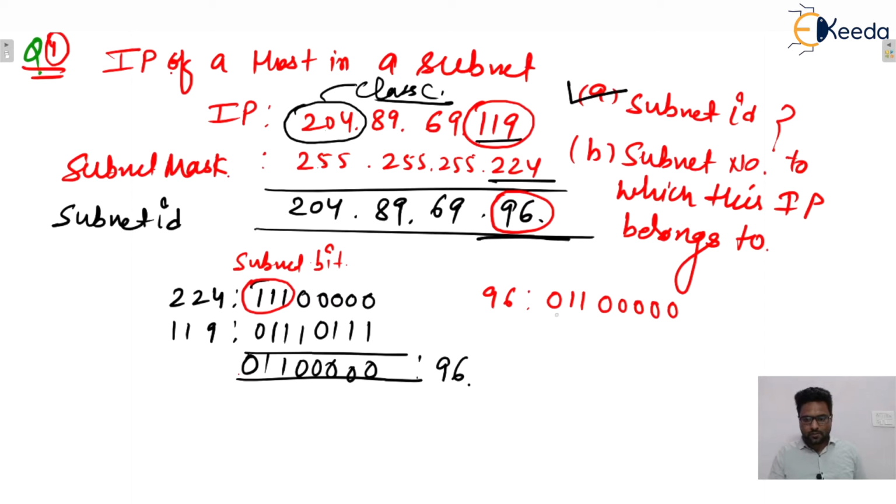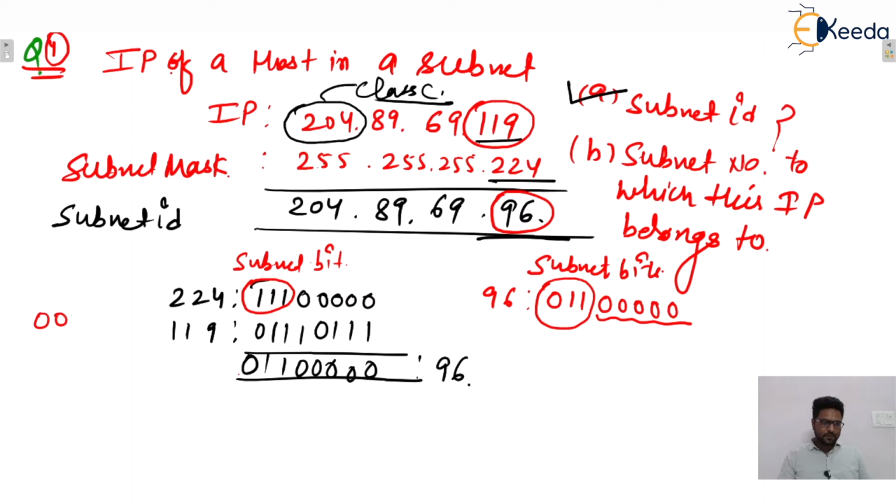Yes or no? So we can say that these are the host bits and these are the subnet bits, isn't it? Now you only tell me, yes, 3 bits are for subnet, so all the possible combinations will be 000, 001, 010, 011, 100, 101, 110 and all ones, 111. These are the total, we can say 8 possible combinations.